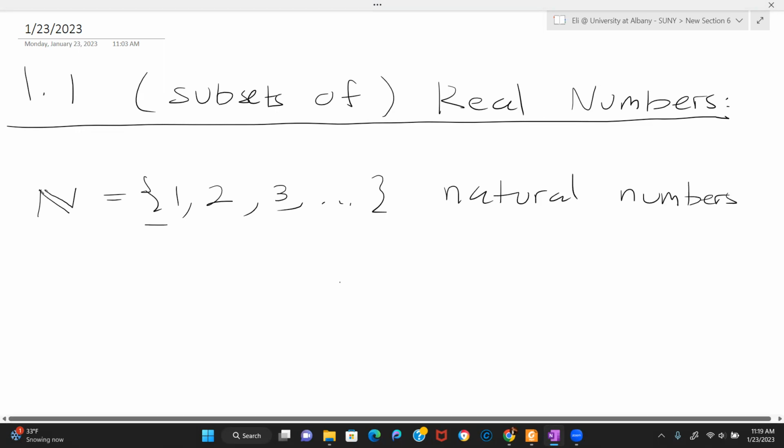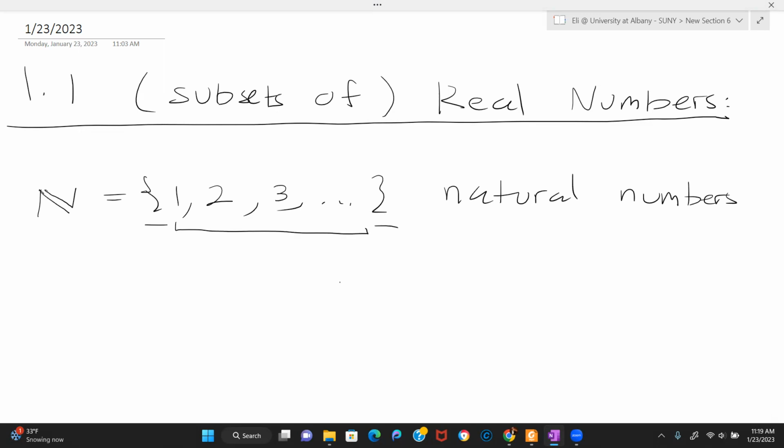So we have these braces right here. This denotes the set, and then right here we're listing the elements, and then these ellipses just indicate that this is a non-terminating sequence. So it's all the counting numbers. The set consists of all the counting numbers.